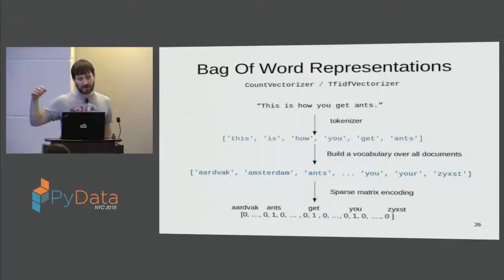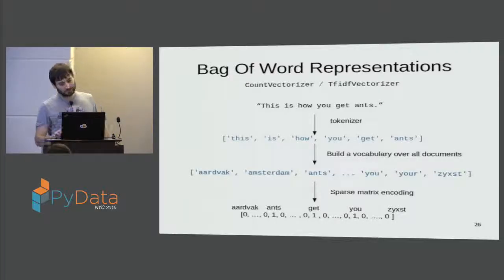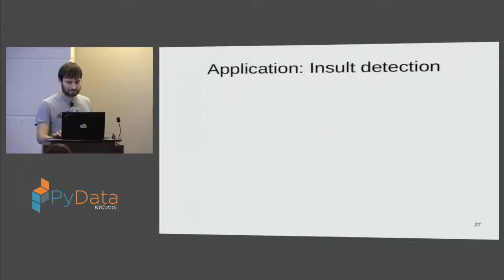And so these steps are implemented in the CountVectorizer, and a slightly rescaled version of this in the TfidfVectorizer. So I'm going to do my favorite non-politically correct application, which is insult detection, which was a Kaggle competition I did I don't know how many years ago.